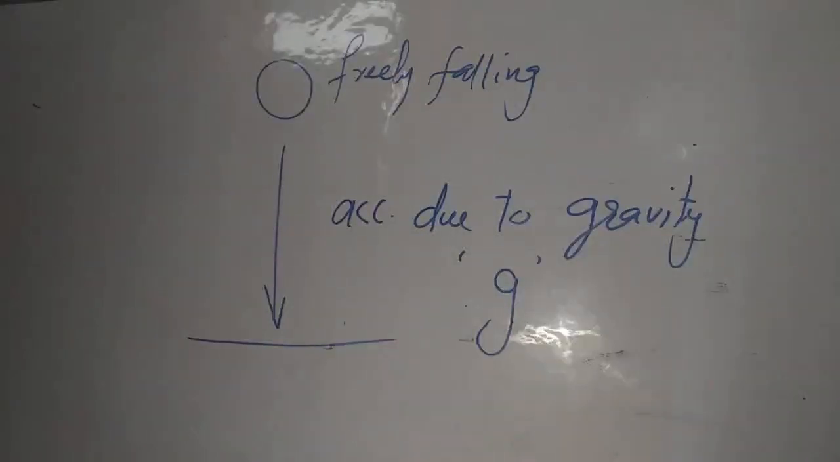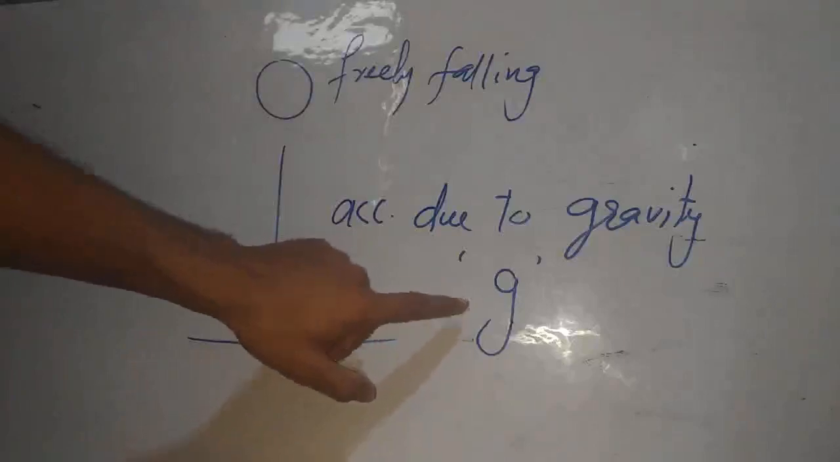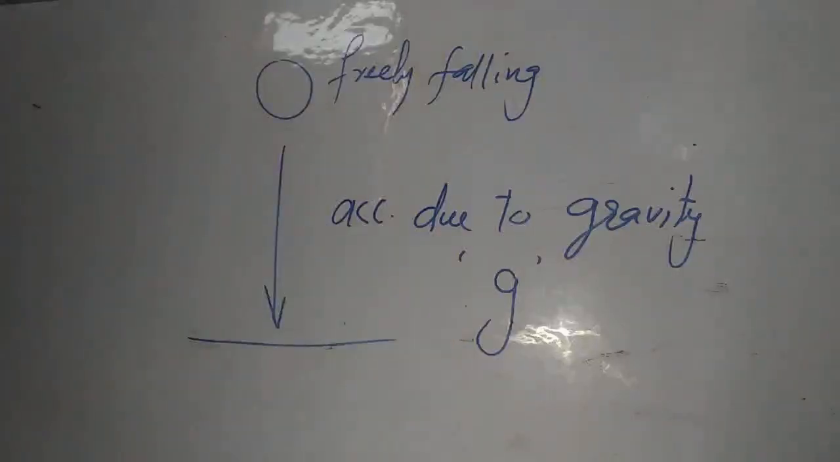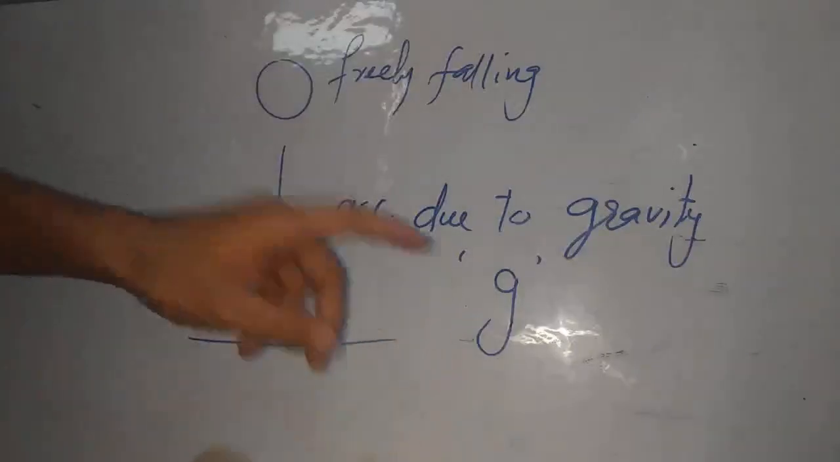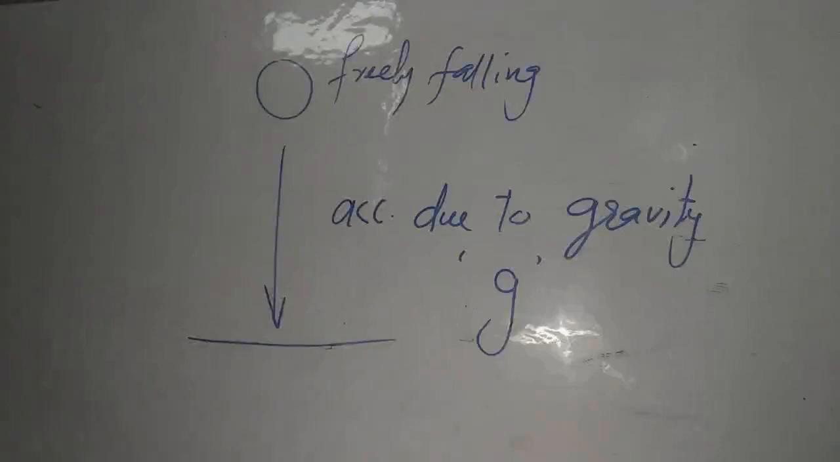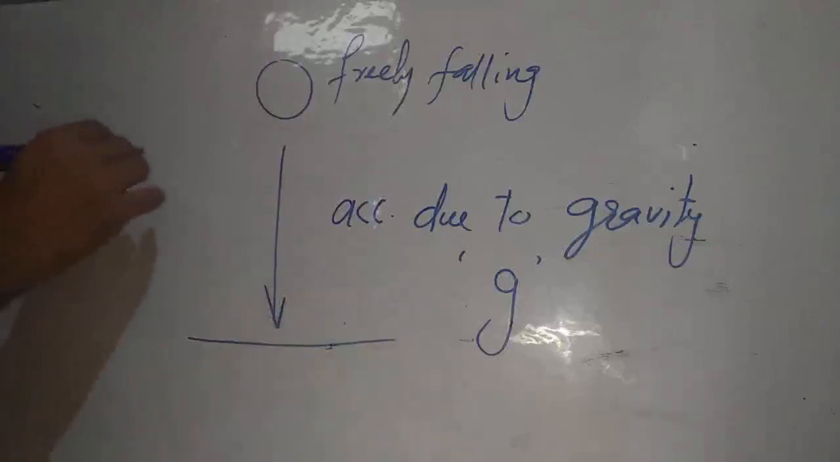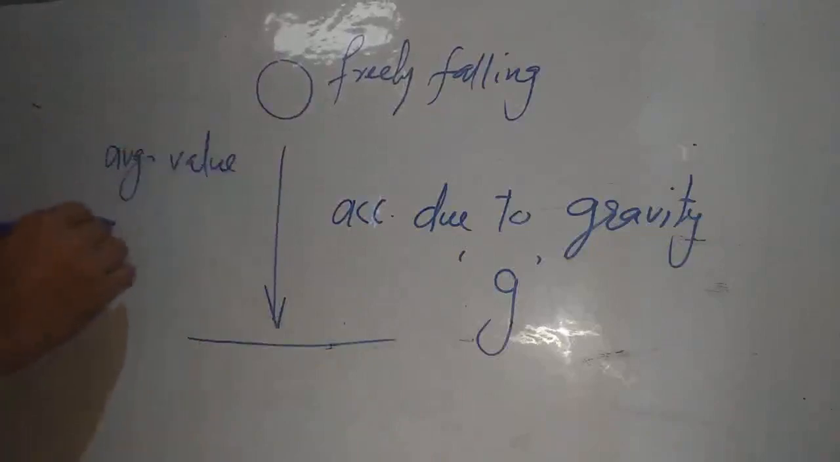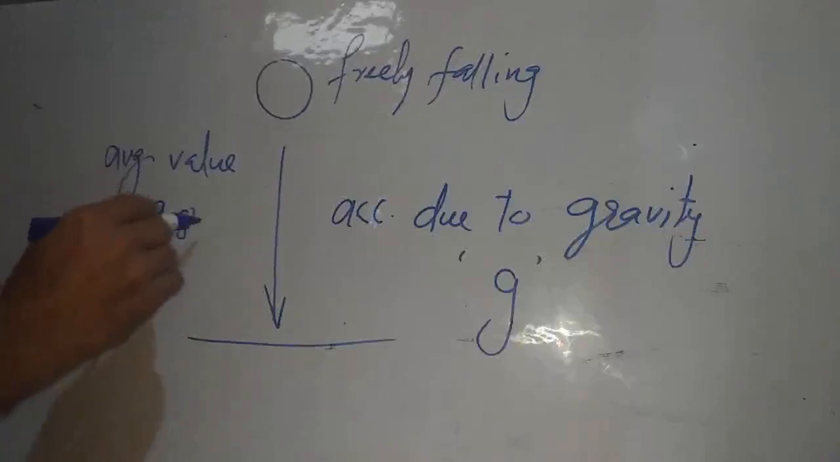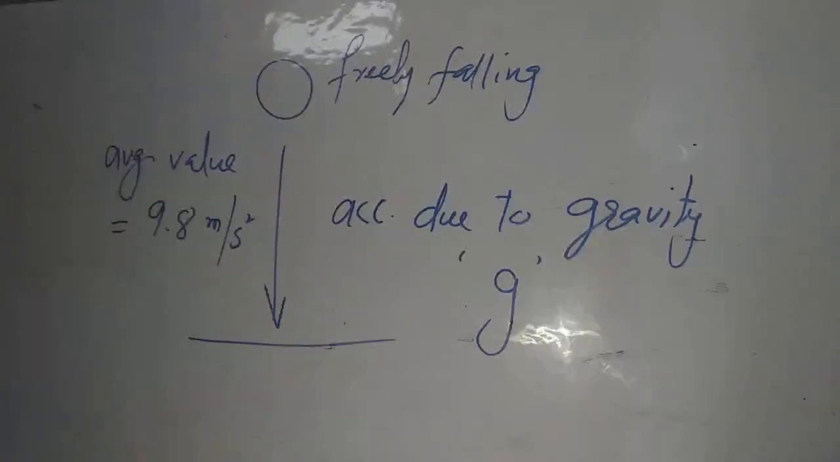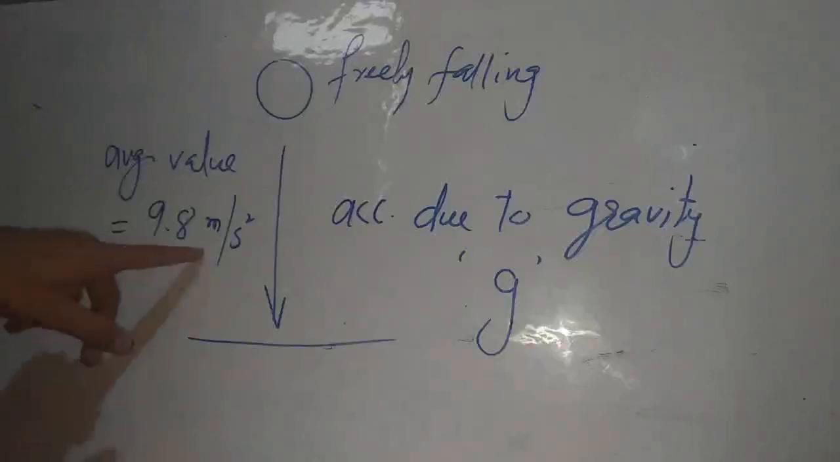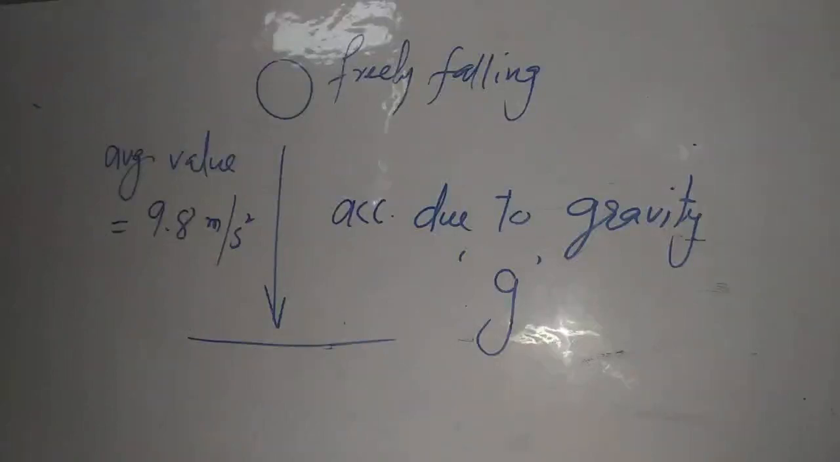and the value of g does not depend on the mass of the body. Mass पे depend नहीं करता, but although it will vary slightly from place to place, and its average value is 9.8 meter per second square. This is the average value of g.